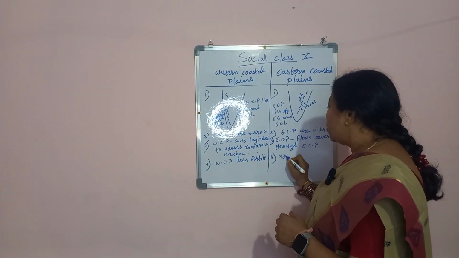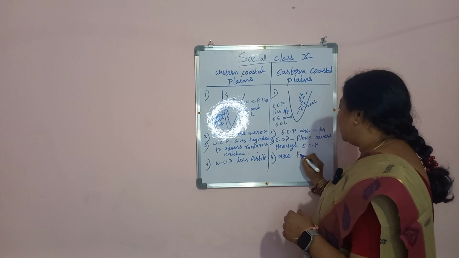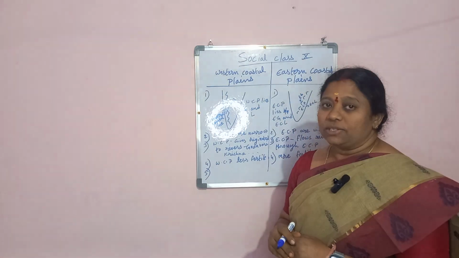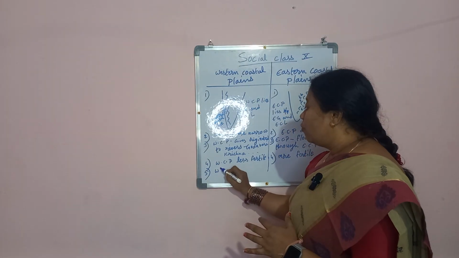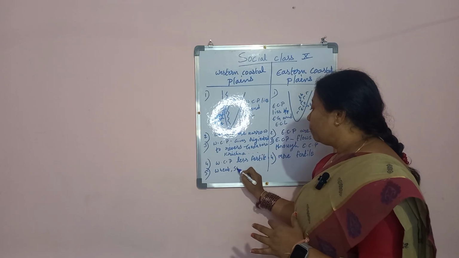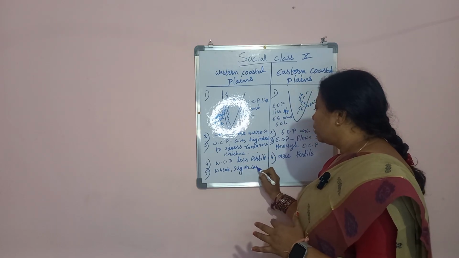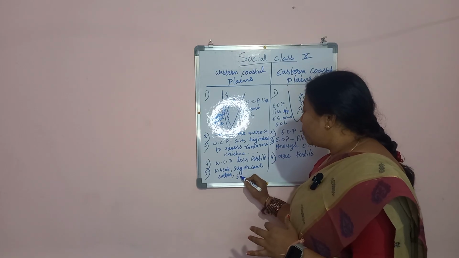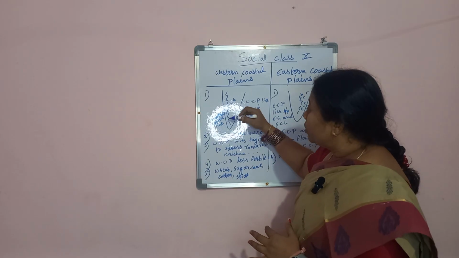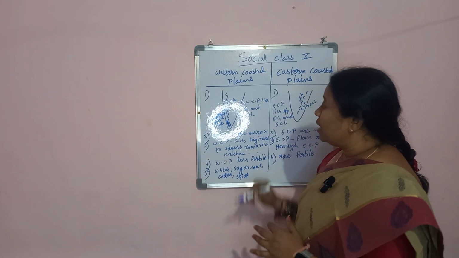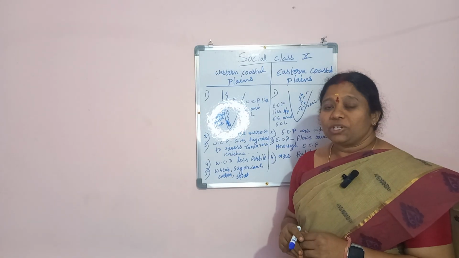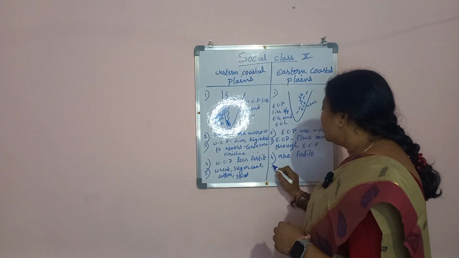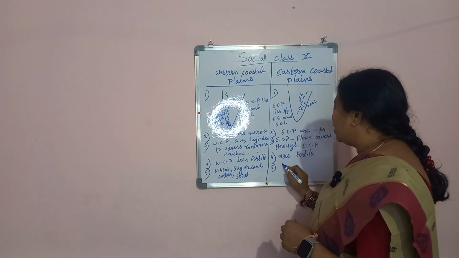So here, what is the point you can write, children? More fertile. And next, what are the crops cultivated in the western coastal plains? Mostly the cultivated crops are wheat, sugarcane, cotton, and most probably spices. Why spices? Because the Kerala coast is called the Malabar coast, and this Malabar coast is famous for its spices.